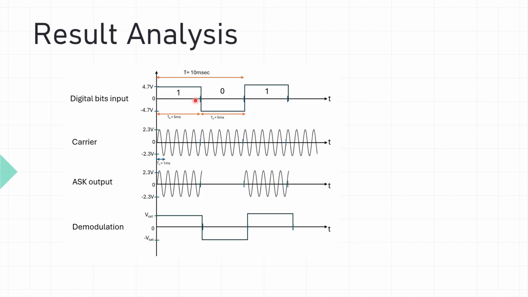Binary 1 is transmitted for 5 millisecond, 0 is transmitted for 5 milliseconds. So total duration is 10 millisecond, and this is the carrier that we are using. Whenever binary 1 is transmitted, 5 cycles you are able to see, and here the demodulated wave you can see here.